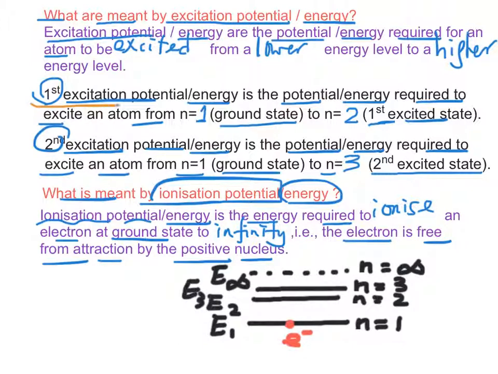First excitation can be shown in the diagram, and second excitation can be shown in the diagram. Ionization process can be shown in the diagram.